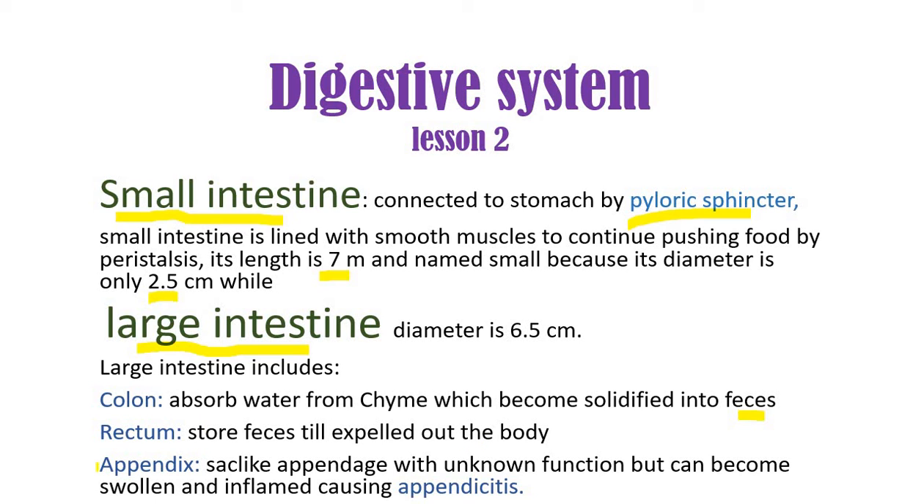Also, there is a small part called the appendix. Its function is still unknown till now. It's a sac-like appendage, but it can get swollen and inflamed, and in this case, the inflammation is called appendicitis. The only treatment for such a case is removing the appendix.